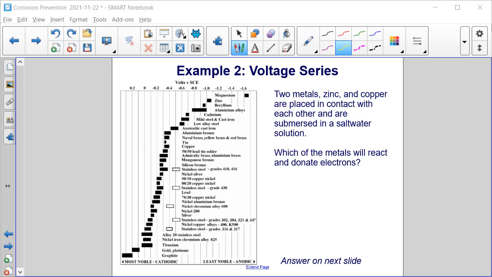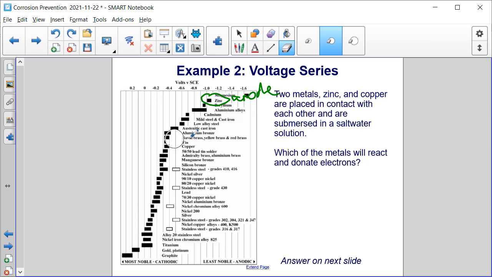Example 2 for voltage series. Two metals, zinc and copper, are placed in contact with each other and are submersed in a saltwater solution. Which of the metals will react and donate electrons? We've discussed and identified these metals before, but let me just recircle them. Here's zinc, here's copper. Zinc is our anode. Copper is our cathode. I think I circled the wrong one. Copper is our cathode.